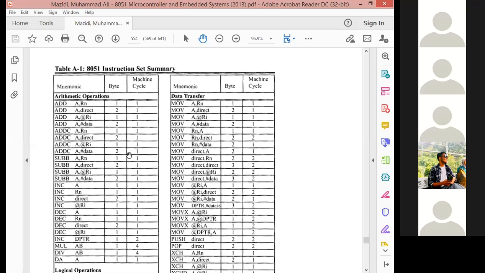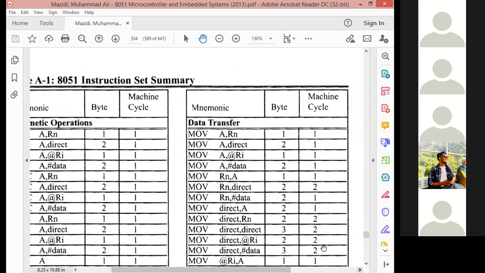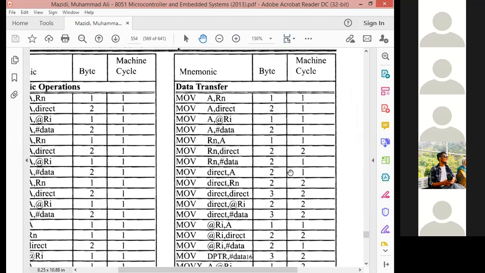Look at the class note. The first instruction was move R3, hashtag 200. If I zoom in a little bit, you can see I have a lot of move instructions. You need to understand which move instruction we actually used. We used move Rn, hashtag data. Rn means the value of n can be from 0 to 7. If you move any data directly to the register, the machine cycle is 1. This is how we get the machine cycle from the table.